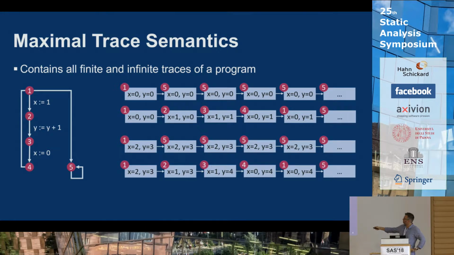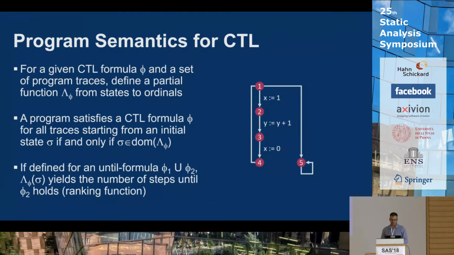And then again, we jump immediately to place number 5, so we skip the entire first loop, and so the values won't change anymore, and x is never going to be 0. So based on this trace semantics, we define a special program semantics for a given CTL formula.